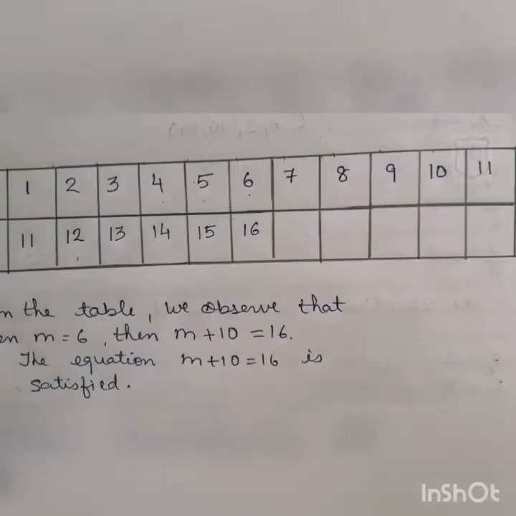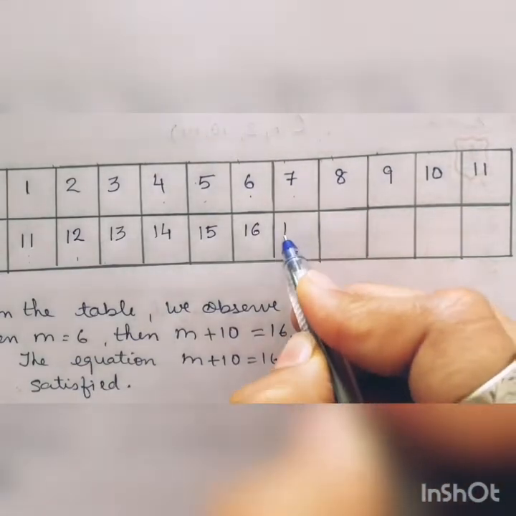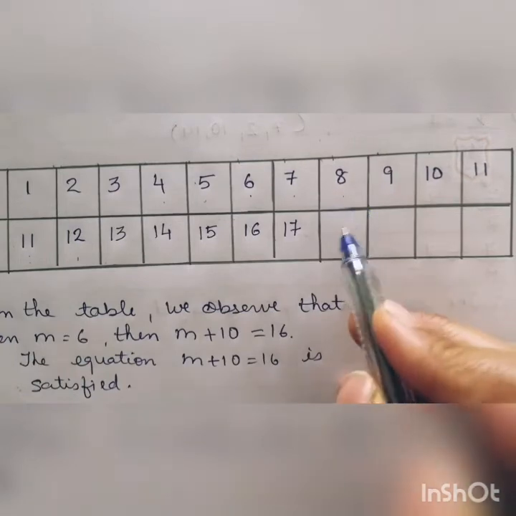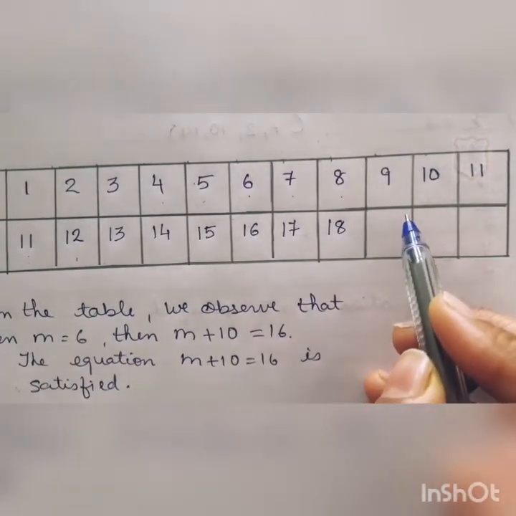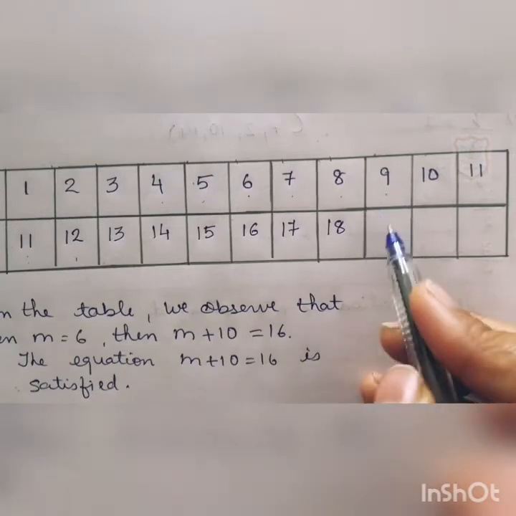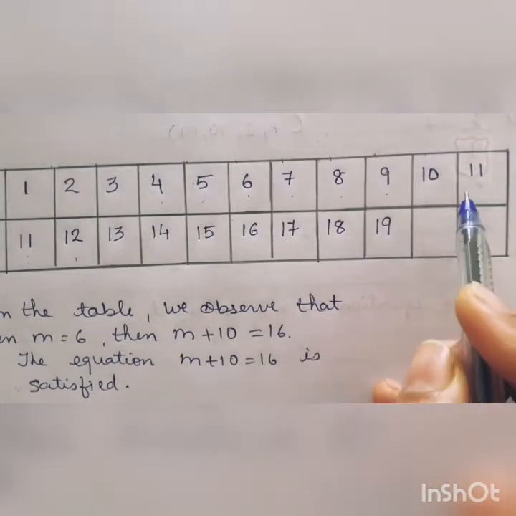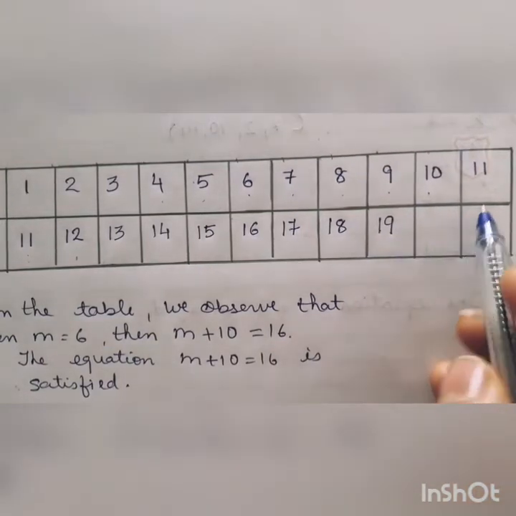And when m is 7, then 7 plus 10 is 17. So we'll write 17 here. Now when m is 8, 8 plus 10 is equal to 18. And when m is 9, 9 plus 10 is 19. And when m is 10, then 10 plus 10 we get 20.